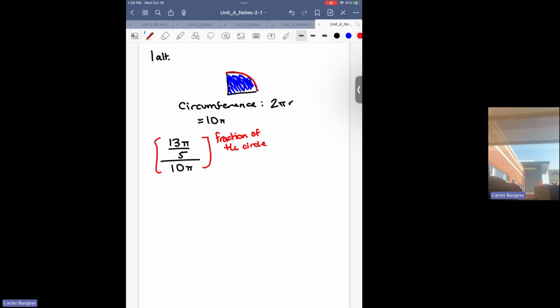Now from there, could we use that to figure out theta? Absolutely, we could use that to figure out theta. Multiply that by 360, multiply that by 2 pi. That'll give you your theta in degrees. It'll give you your theta in radians. That's perfectly fine, but that's overkill.